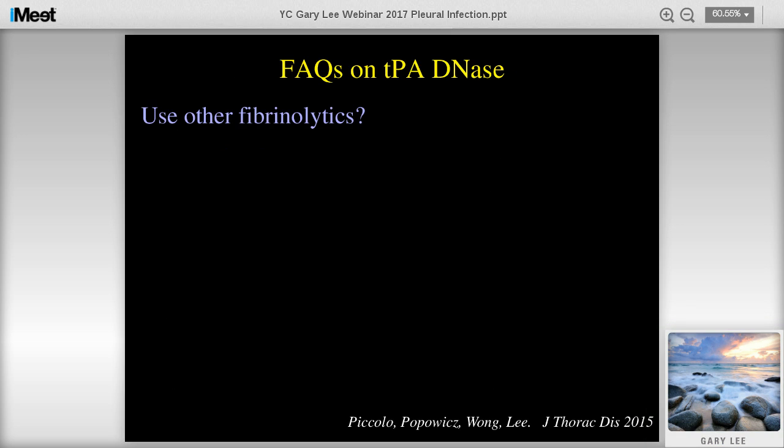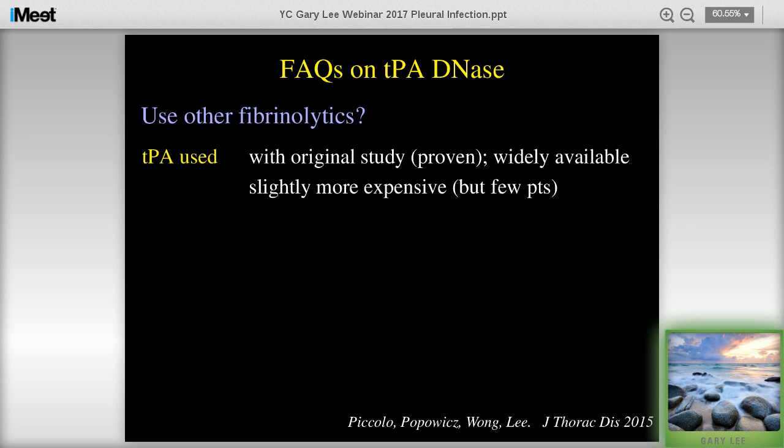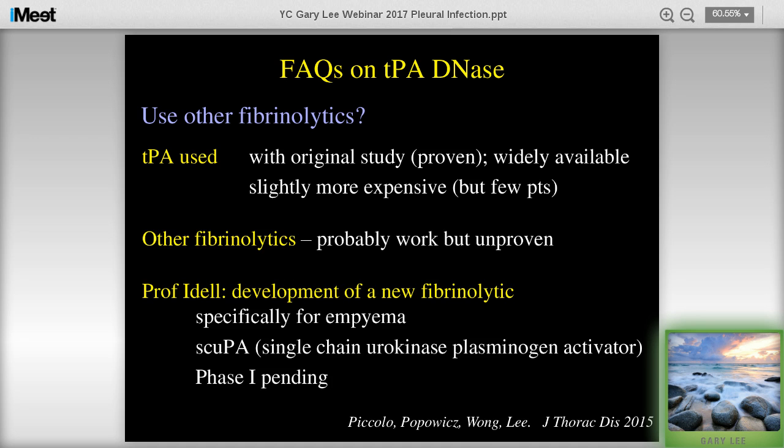A lot of questions about whether we can use other fibrinolytics. TPA was used in the original New England Journal study because it's widely available. It's a little bit more expensive in Australia, but if you compare with the amount of TPA used by your cardiology and neurology colleagues, then it is only a drop in the ocean for your hospital's overall expenses. Other fibrinolytics probably work, but we haven't proven that.